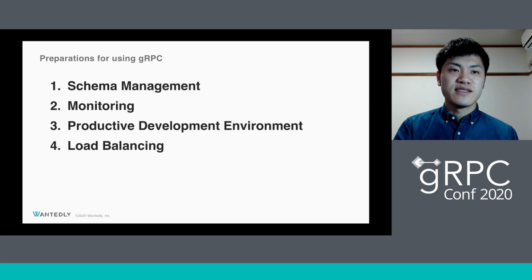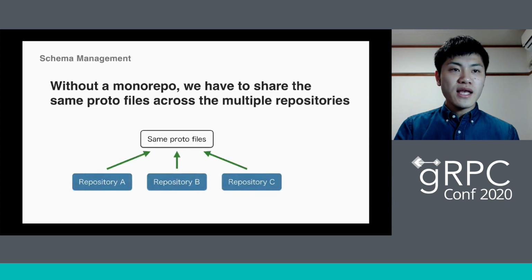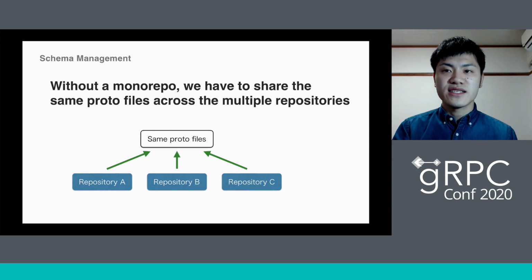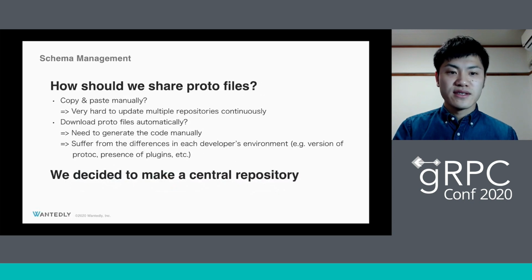Right now, the gRPC ecosystem is not mature enough, especially in Ruby, so we have to think about those things. The first one is schema management. Without a monorepo, which means under a system maintaining multiple repositories, we have to share the same proto files across the multiple repositories. So how should we share proto files? There are a few approaches we can take here.